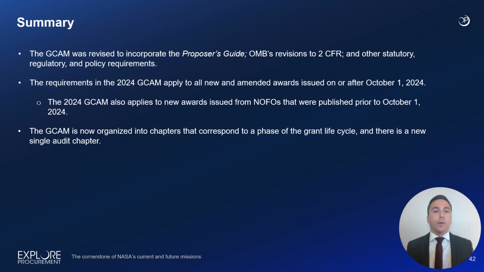That concludes our overview of the major revisions to the 2024 NASA Grant and Cooperative Agreement Manual. To summarize what we covered today, the GCAM was revised in 2024 to incorporate the contents of the Proposer's Guide, to reflect OMB's 2024 revisions to 2 CFR, and incorporate other statutory, regulatory, and policy requirements. The requirements in the 2024 GCAM apply to all new and amended awards issued on or after October 1, 2024, regardless of when a NOFO may have been issued. The GCAM is now organized into chapters that correspond to phases of the grant lifecycle, and there is a new chapter that focuses on the single audit process.